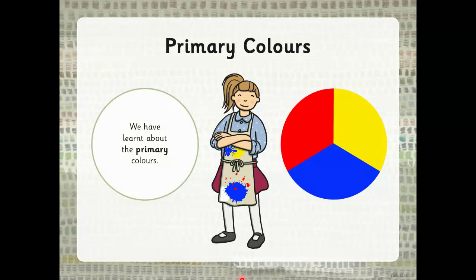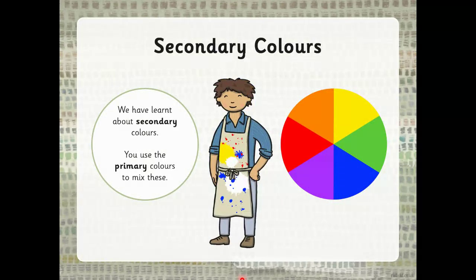Now, I bet you know what the primary colours are. We've done them lots, haven't we? We've got red, yellow and blue, the primary colours. And then we've got the secondary colours, and we make the secondary colours by mixing the primary colours, don't we? And we've been learning about the secondary colours too.